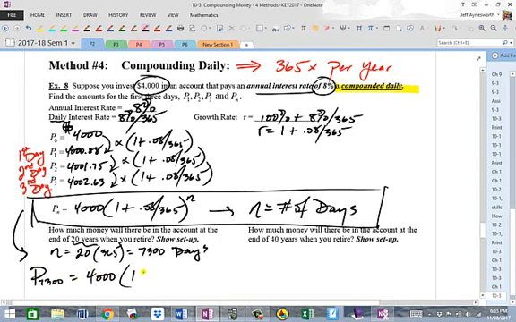All right, and you raise it to the 7,300 power. And what do you get? Well, let's see here.